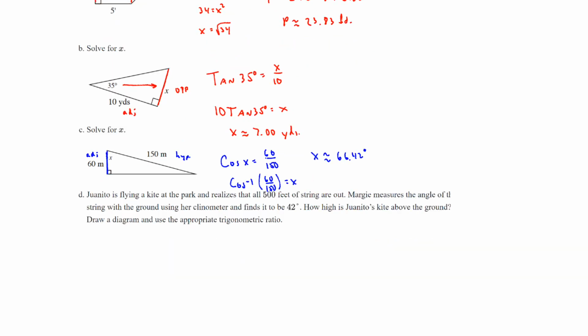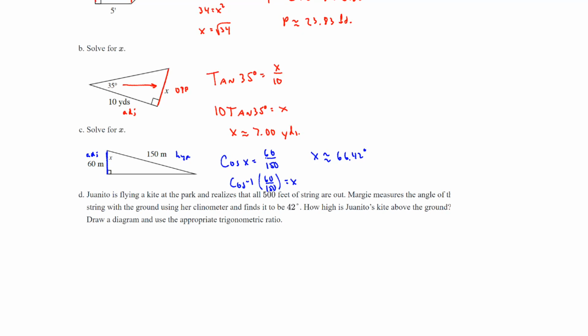Part D, Juanito is flying a kite at the park and realizes that all 500 feet of string are out. Margie measures the angle of the string with the ground using her clinometer and finds it to be 42 degrees. How high is Juanita's kite above the ground? Draw a diagram and use the appropriate trig ratio. So let's go back through that information and go ahead and set up the figure so we can see what it is we're looking for and what trig ratio we possibly might need.